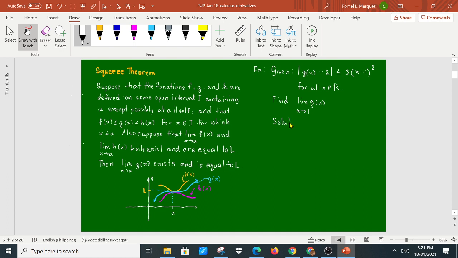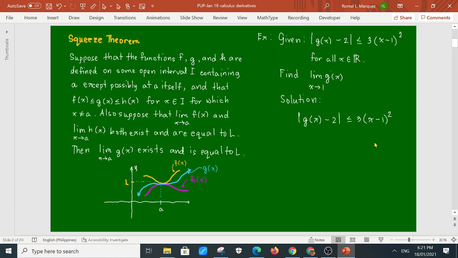Solution. So first, let's write the given inequality. So that is the absolute value of g of x minus 2, less than or equal to 3 times (x minus 1) quantity squared. Okay, guys? So, any question, guys? You just ask questions if there are things that you don't understand.